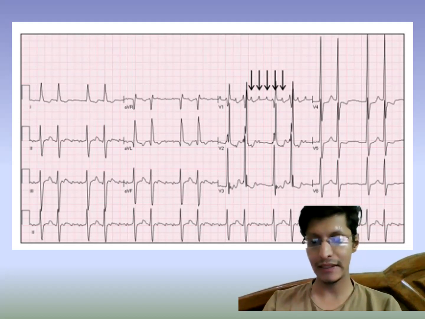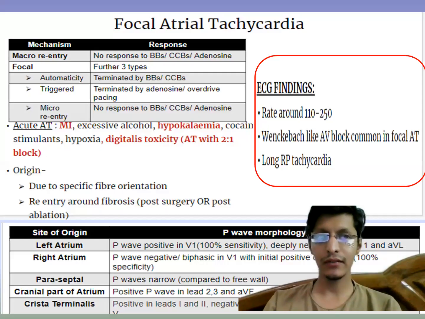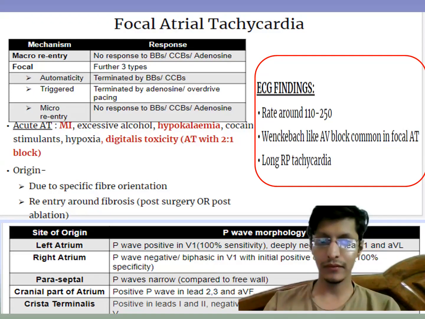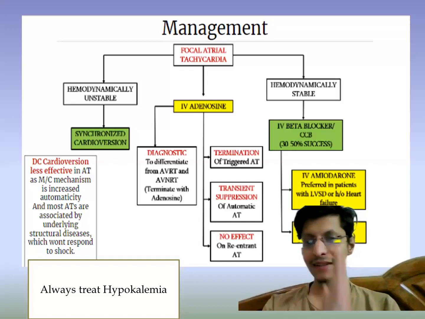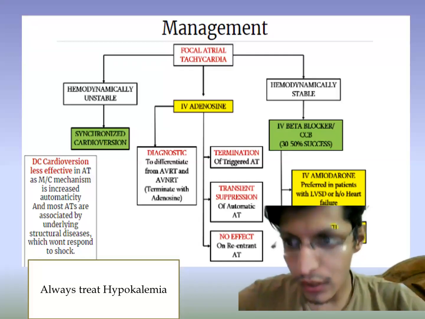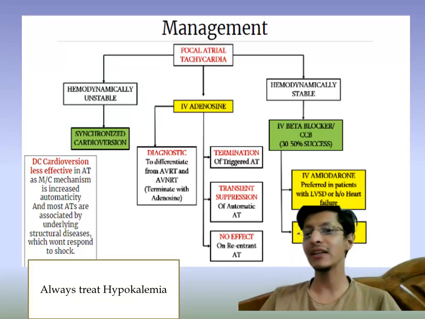Now let's look at its details. It's a multifocal atrial tachycardia, which can occur because of many reasons, and it is due to specific fiber orientation or because of fibrosis post-surgery or post-ablation. This slide is very important. There's a focal atrial tachycardia, how are you going to deal with it?